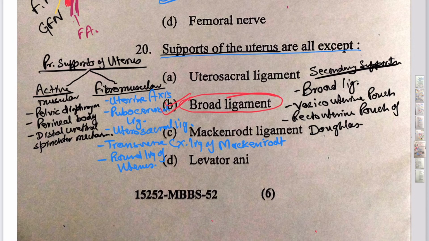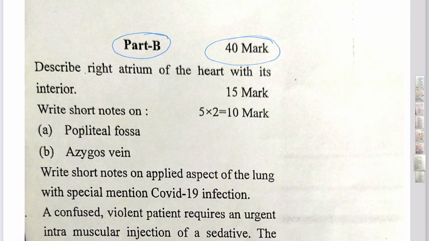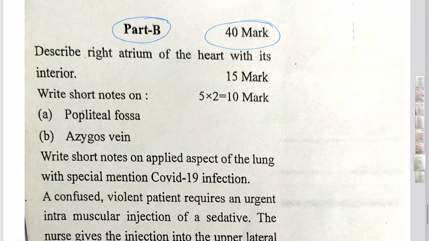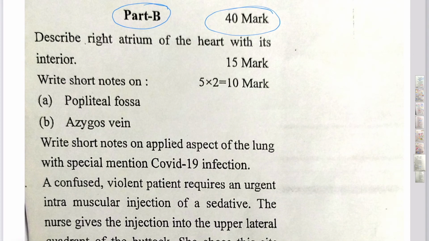So these 20 questions have been done. Let's move further. Now for those who are appearing in the exams of Rohilkhand University, they can have a check on this question paper. This is part B of 40 marks. It was this question: describe right atrium of heart with its interior. This was of 15 marks.